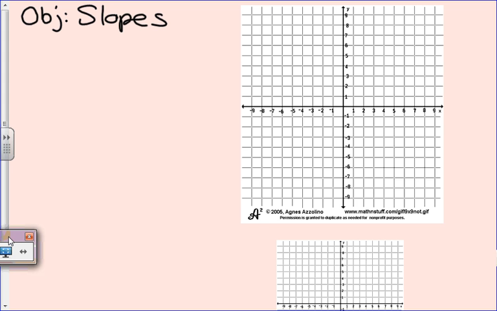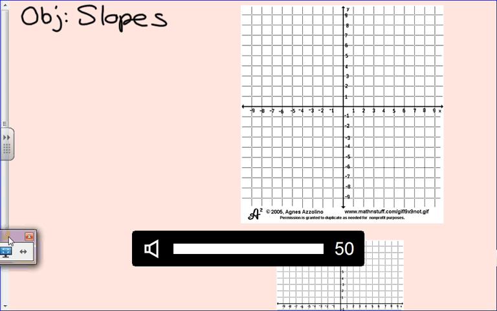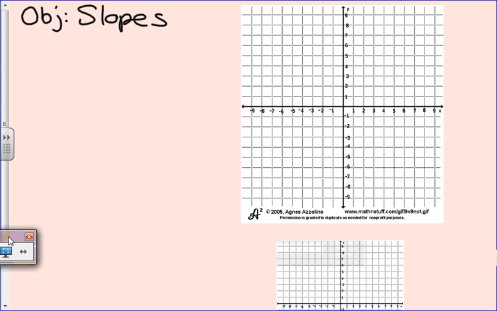Alright guys, so today we're going to start talking about slopes. And I think that we have done slopes before in our Saxon series, but maybe you're a little uncomfortable with them? Does that sound about right? Okay, so tell me what you guys know about slopes.